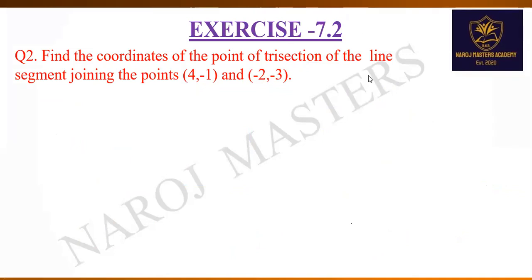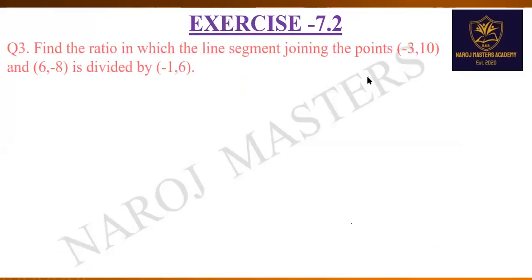Question number 3. Find the ratio in which the line segment joining the points (-3, 10) and (6, -8) is divided by (-1, 6). So already here it is given clearly. The coordinate points are given, and these are the actual coordinates x1, y1 and x2, y2. Here P of x comma y is given. So we need to find the ratio, that is m1 is to m2.